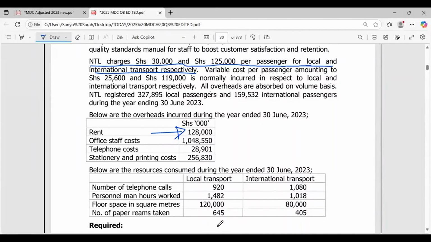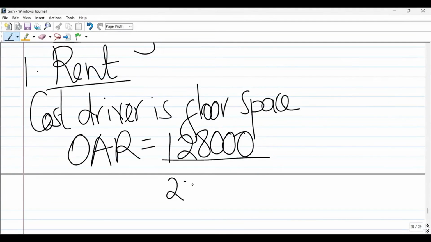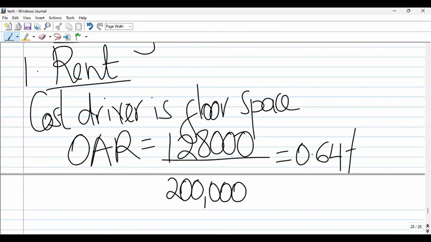$120,000, 100,000, 200,000. The total is for the two products. That means you have 120,000 plus 80,000, the total. So that gives you 200,000. So what do we get? 0.64 shillings per square meter.